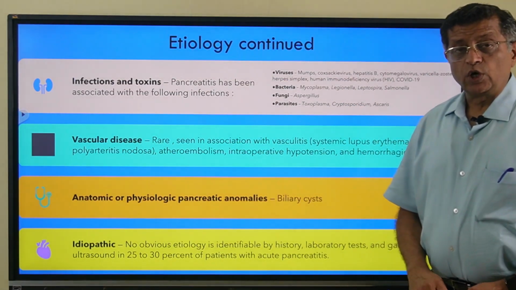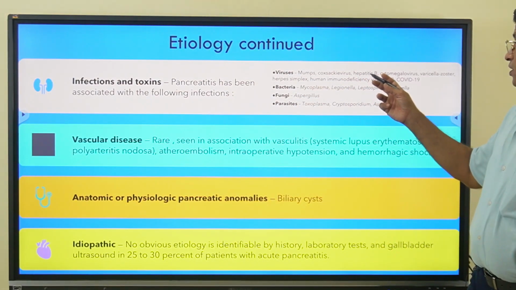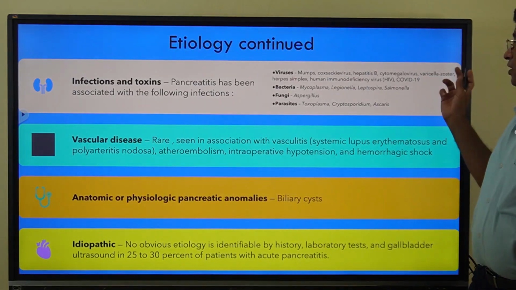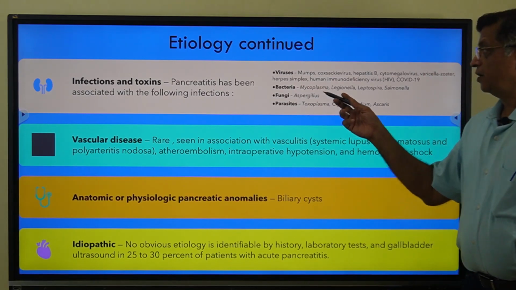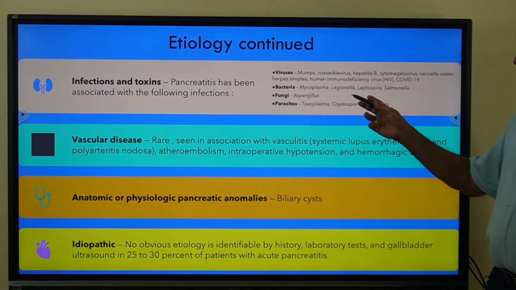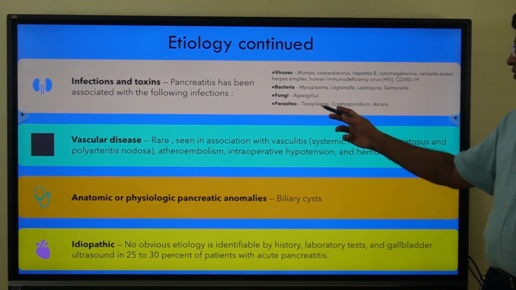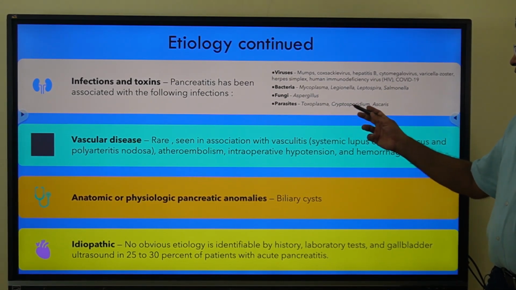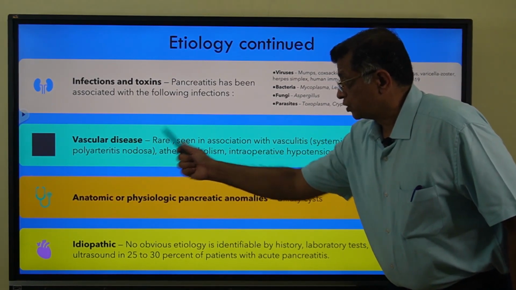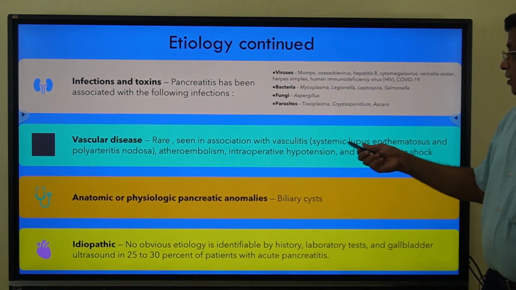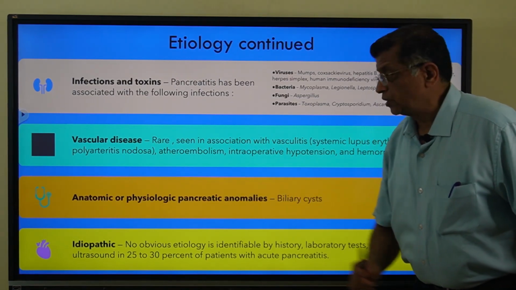Pancreatitis can also be caused by a variety of infections and toxins. Viruses like mumps, Coxsackie, cytomegalovirus, herpes simplex, and HIV, and even COVID-19. Bacteria, most commonly Mycoplasma, Legionella, Leptospira, Salmonella. Fungi like Aspergillus, and parasites like Toxoplasma, Cryptosporidium, and Ascaris. It can also be caused rarely by vascular disease, like in a patient with SLE or polyarteritis nodosa.